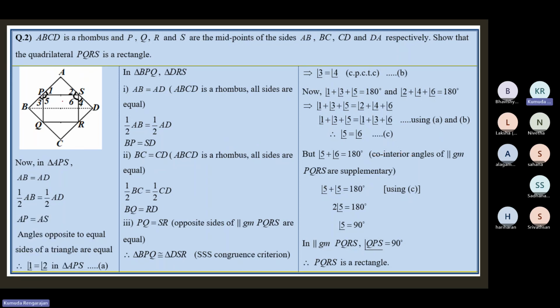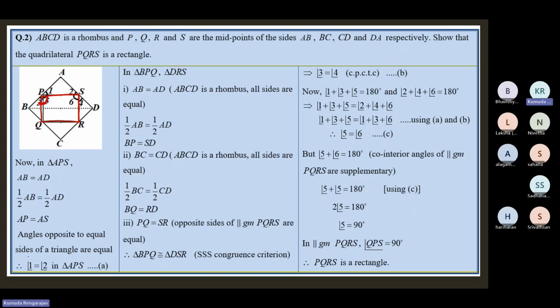So since PQRS is a parallelogram, as we proved, adjacent angles 5 and 6 are supplementary. Right, adjacent, not co-interior. 5 plus 6 is 180, but 5 and 6 are equal. So 5 plus 5 is 180, 6 can be replaced with 5. So twice angle 5 is 180, so angle 5 is equal to 180 by 2, which is 90. So we have proved that in the parallelogram PQRS, angle 5 is 90.